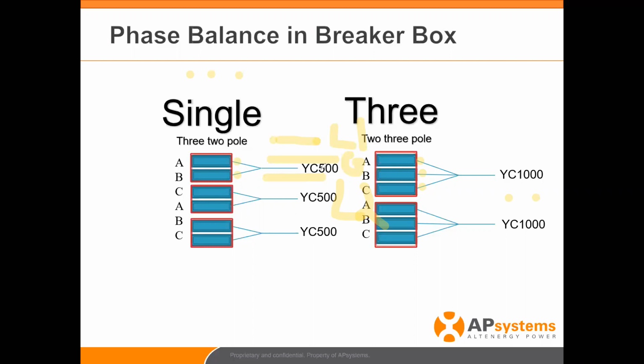So basically, the two-phase, split-phase inverters go line 1, line 2, line 1, line 2, line 1, and line 2. And like I said, that's why we require 3 2-pole breakers to balance it out and get the A twice, B twice, and C twice. Good question.